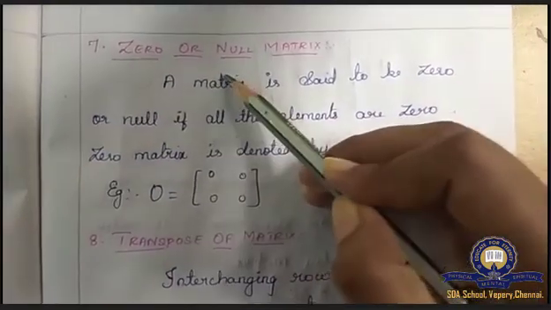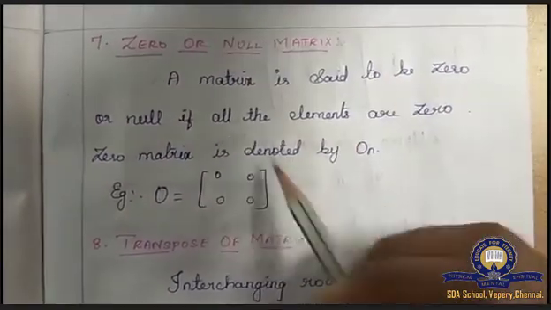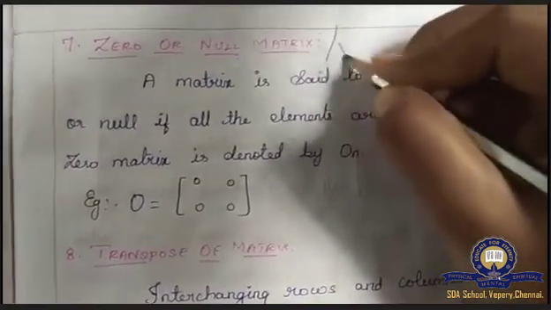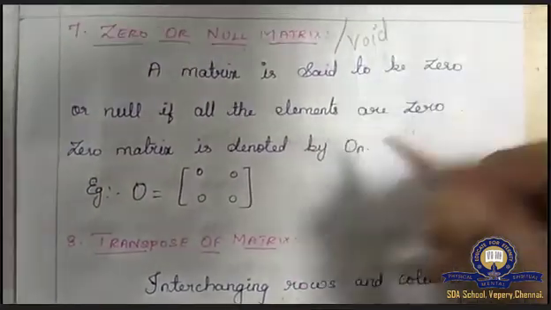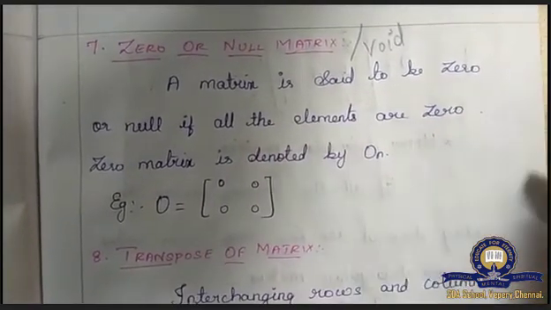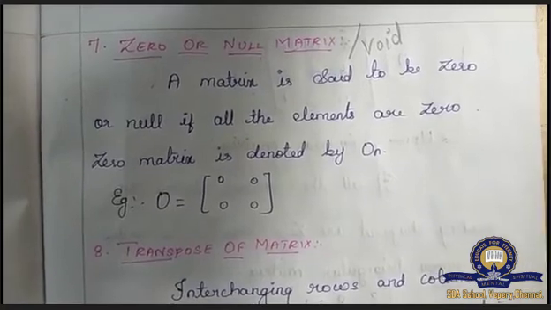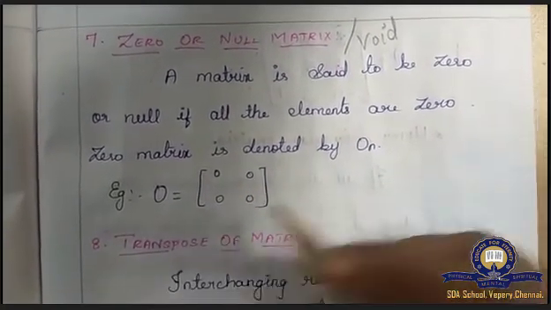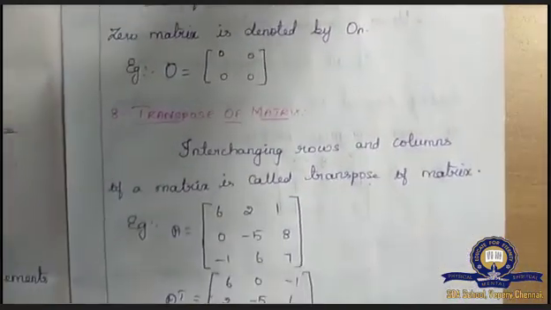Seventh type is 0 or null matrix. Okay. So what I mean by 0 or null, it is otherwise called a void set also. Void is also the same. Okay. If a matrix contains no elements at all, that will be called a 0 matrix. Okay children, here I have given the example 0, 0, 0, 0. So this is the 0 matrix or null matrix.